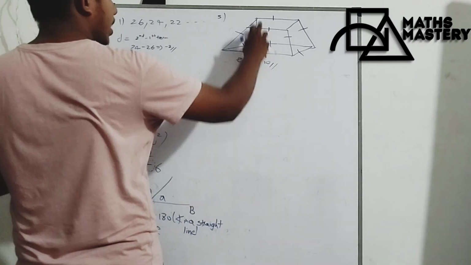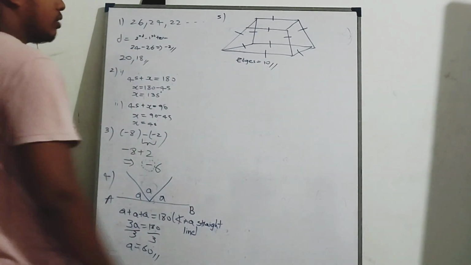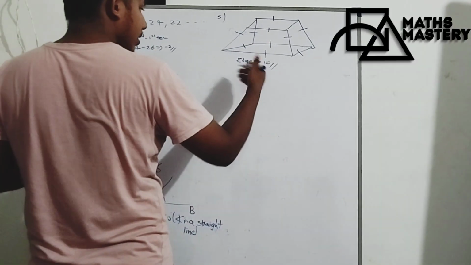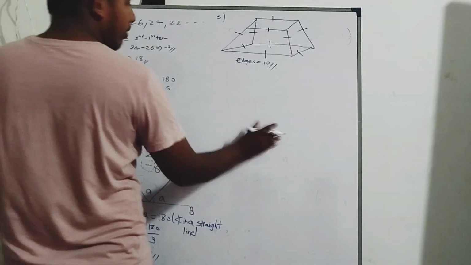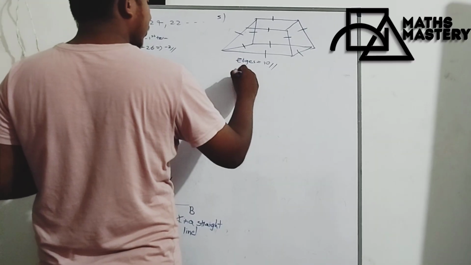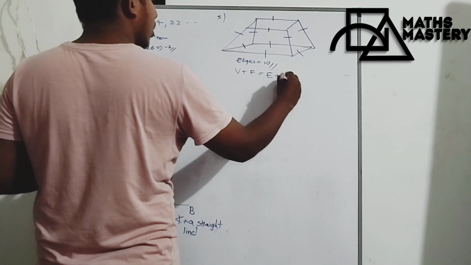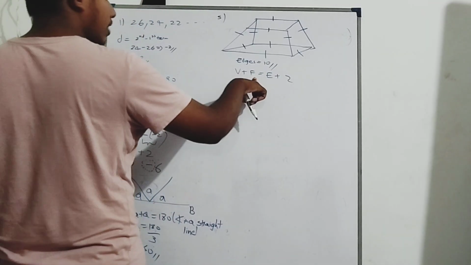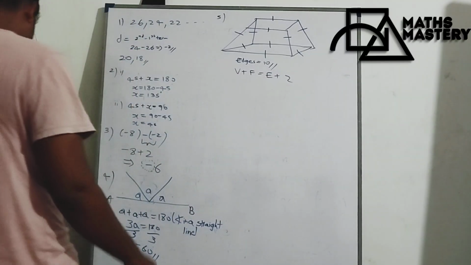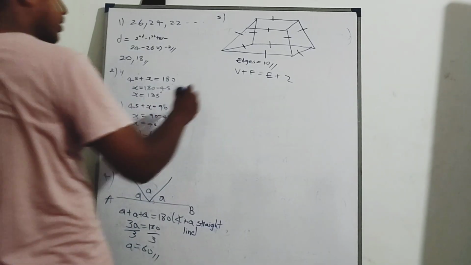Without finding by counting, you can use Euler's equation and find it. I'll just tell you Euler's equation, which is V plus F is equal to E plus 2. What is V? Vertices. F is faces. E is edges. Let's go to the sixth question.